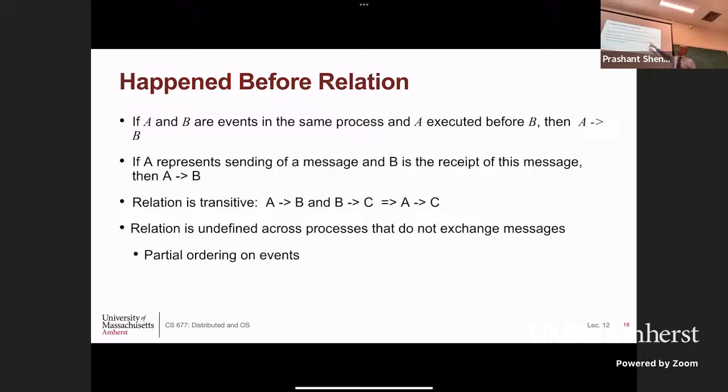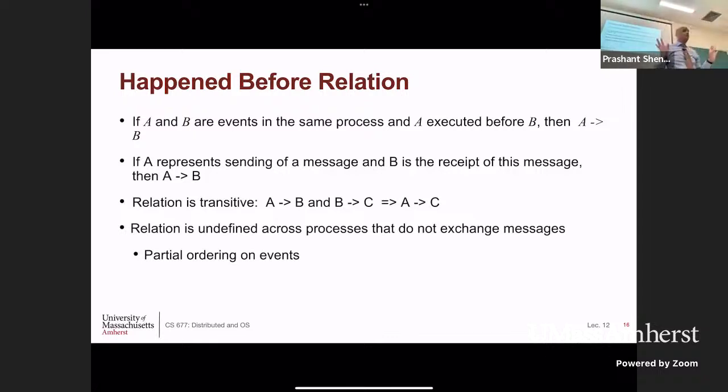That we know. Now, A is the sending of a message and B is the receipt of this message in some other process. Those two events are also ordered, because the send has happened before the receive. So in this case, A has happened before B. So within processes, events are ordered by execution order. Depending on the order you execute, you can order events. Across processes, order them by send and receive. If you send from one process, you receive it in another process.